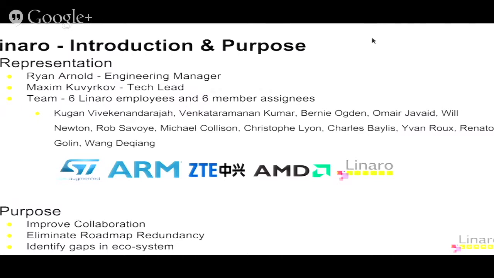You can read the slide here. This just discusses who we are, but the purpose of this collaboration for us is to improve collaboration in the ARM and AArch64 ecosystem. We want to eliminate roadmap redundancy, I think is in everyone's best interest, and identify gaps in the ecosystem.